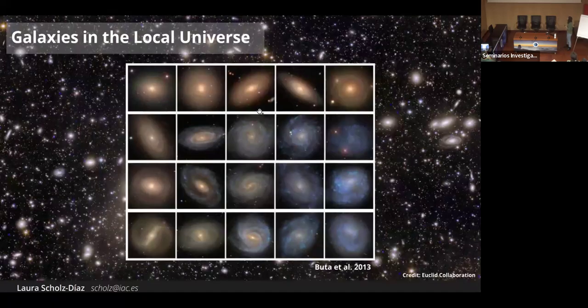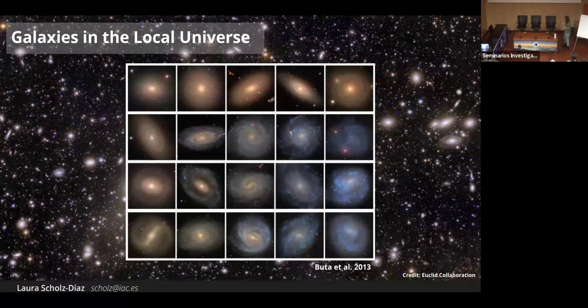Okay, so when we observe galaxies in the local universe, we see a vast variety of types, shapes, sizes, and colors, like the ones I'm showing here. You see how these galaxies have redder colors and tend to have more spheroidal morphologies. As we go down, these galaxies are bluer and tend to have spiral arms. So in this sense, we see how there are a lot of different galaxies in the universe.